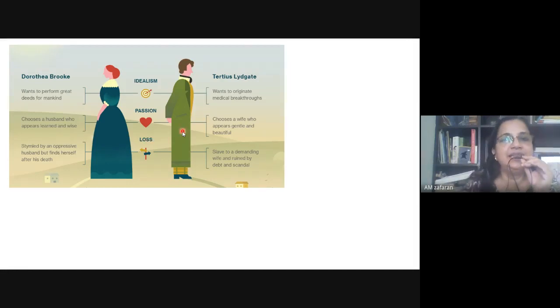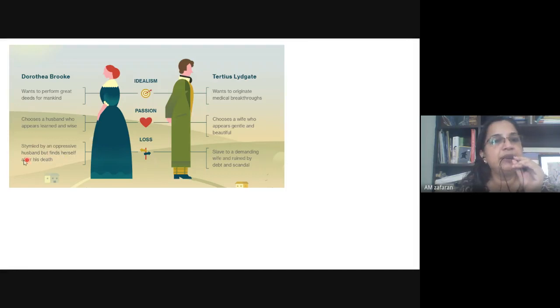Whereas Lydgate, in this sense, chooses a wife who appears gentle and beautiful. But they are both mistaken, aren't they, in their choices. For Casaubon is anything but wise, and Rosamond is anything but really gentle and beautiful. Then the losses that they suffer.